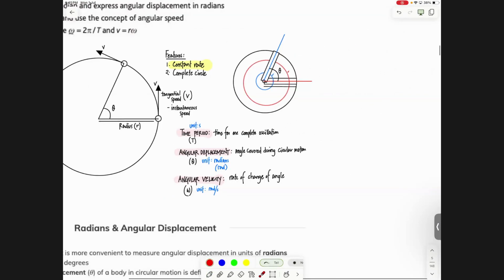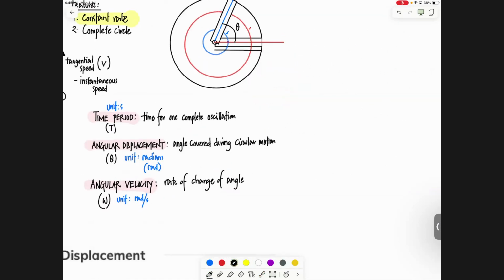Now we will derive our first equation. There are a total of 5 equations from circular motion. We'll start with the first one, which is angular velocity.